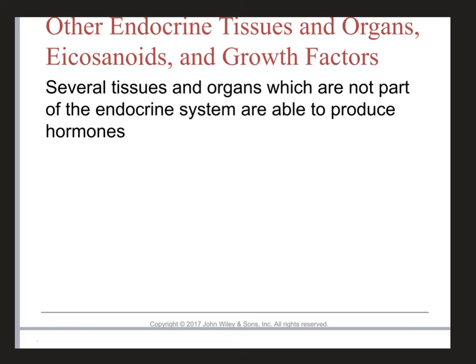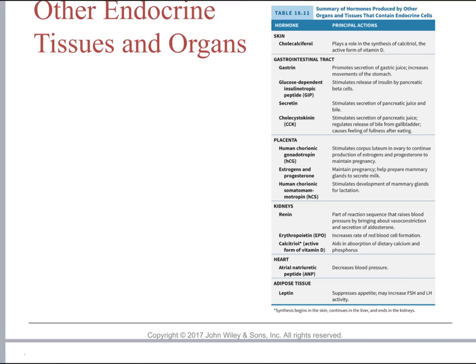Other endocrine tissues and organs, eicosanoids and growth factors. Now, there are several tissues and organs which are not part of the endocrine system, but they are able to produce and secrete hormones. Table 18.11 goes through these structures, the hormones, and their principal actions. So we are going to go through these a little bit because they are pretty interesting. The skin secretes cholecalciferol. This plays an important role in the synthesis of calcitriol, which we know is the active form of vitamin D, and helps to regulate bone calcium absorption.